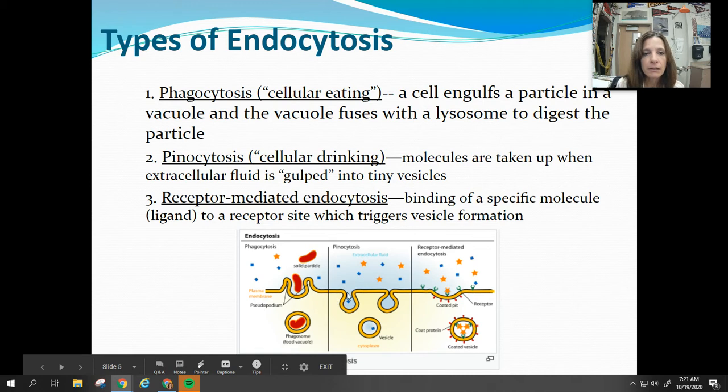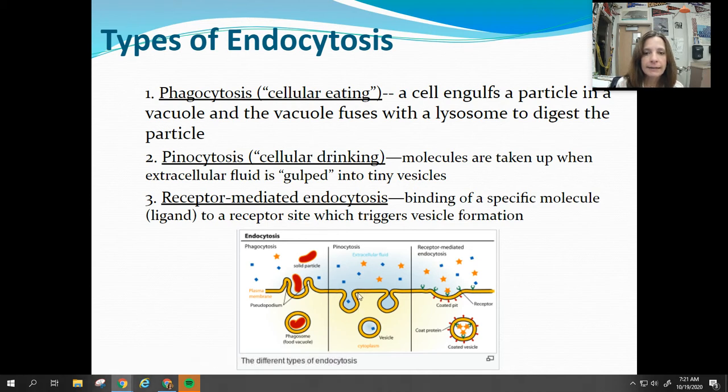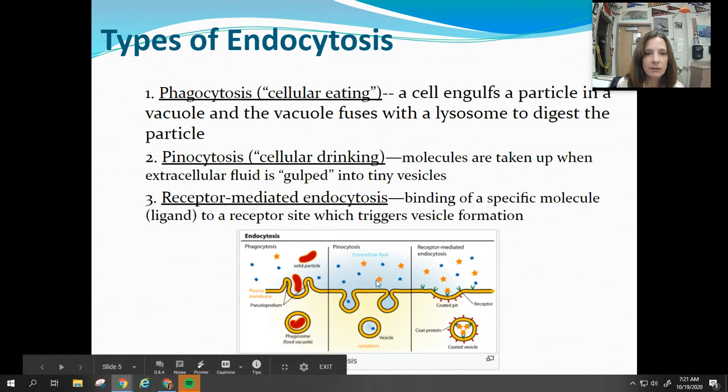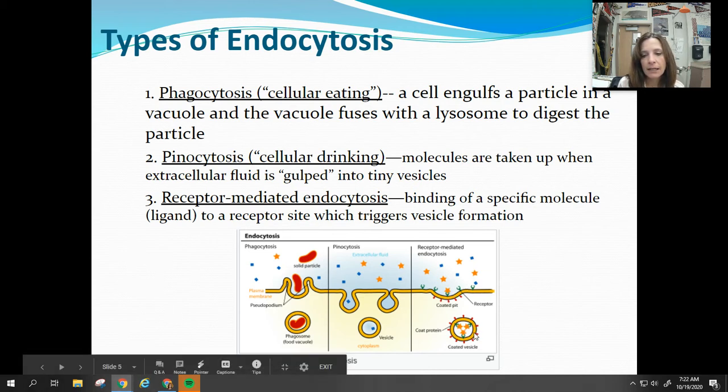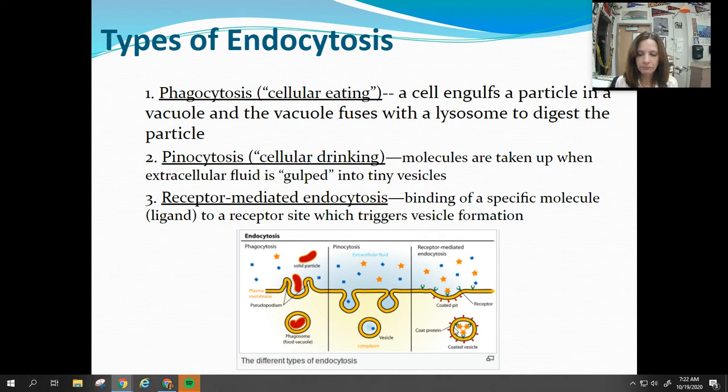Pinocytosis, which is right here, is cellular drinking. So molecules are taken up, large amounts of water, and molecules are taken up into these tiny vesicles. So like if you have solutes or stuff on the outside. Receptor-mediated endocytosis is where a specific molecule, like these little stars, bind to these receptors, and these little stars, if they bind to receptors, are called ligands, and that triggers a vesicle to form.